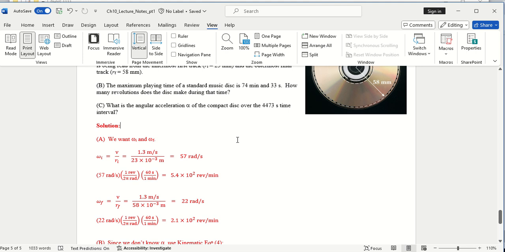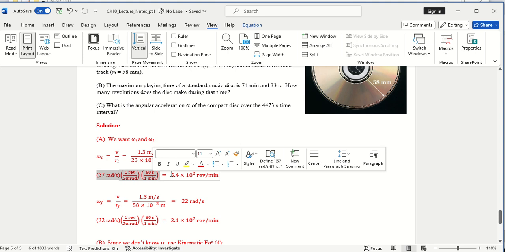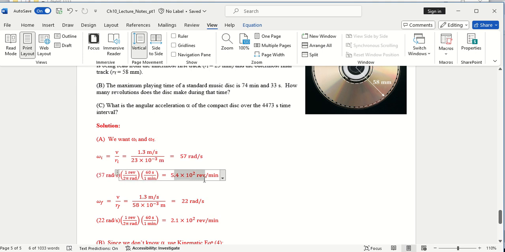Just convert that to revs per minute. Nothing complicated. Radians per second, there's 1 rev in 2 pi radians, and there's 60 seconds in 1 minute, and you get 5.4 times 10 to the second revs per minute. So it's 540. But yes, that's a lot.